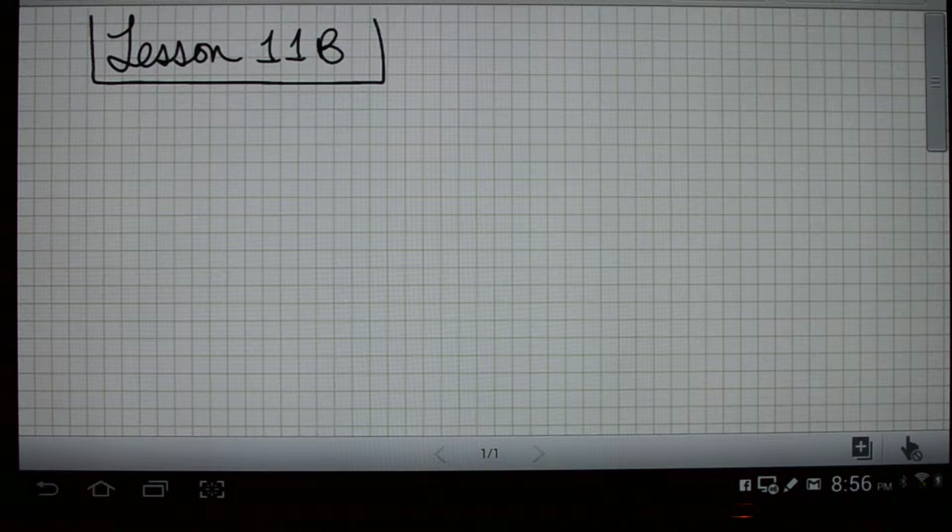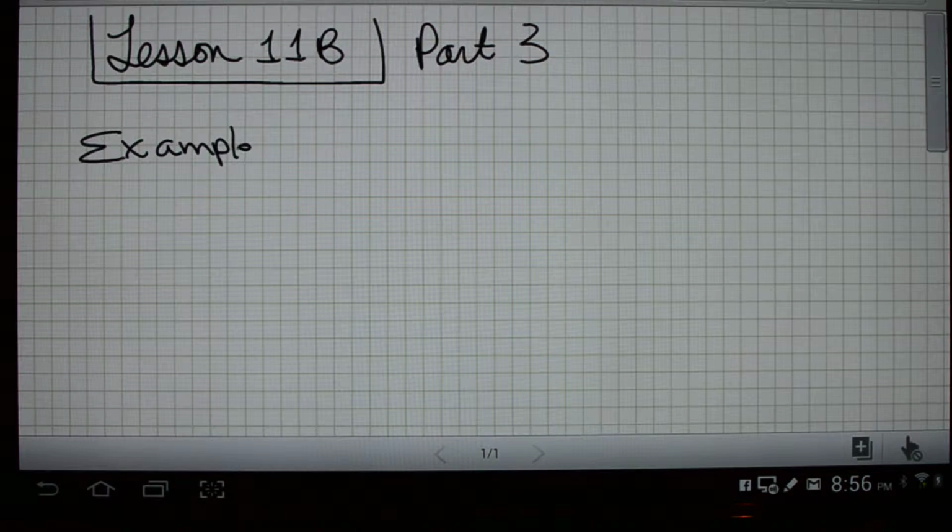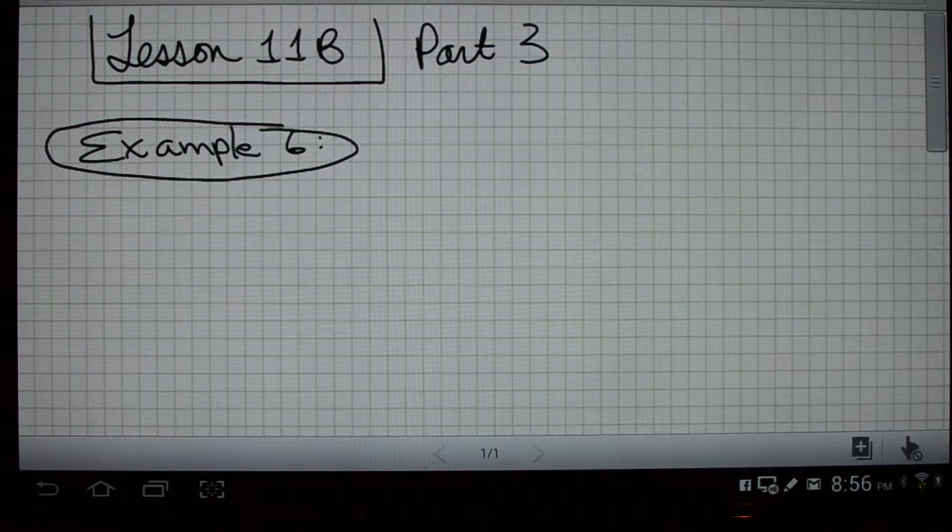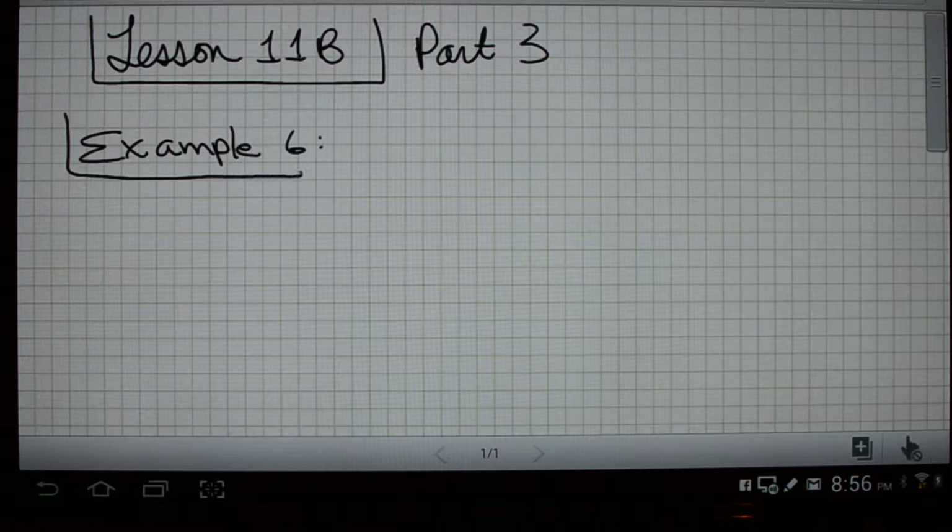This is part 3. These examples are getting progressively more difficult. Very gradually, actually. Hopefully it's so gradual that you aren't even noticing the difference. We are on page 221. And it says simplify.